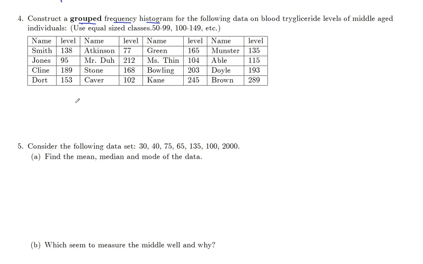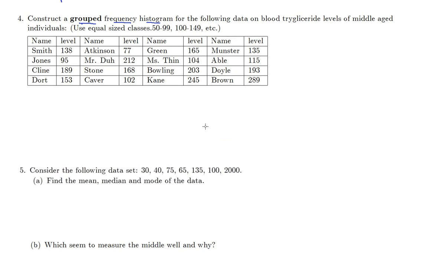So let's see here. Let me give myself a little bit more room. There we go. So let's put our table over here. So we're going to do our class and then our frequency. So we're starting with 50 to 99, which is a class width of 50, and then 100 to 149.